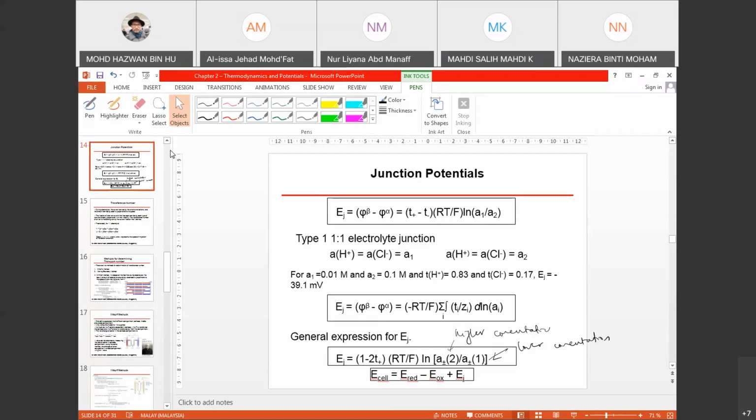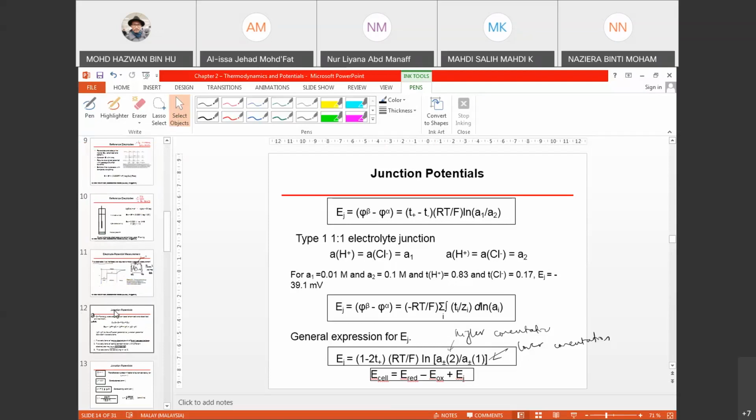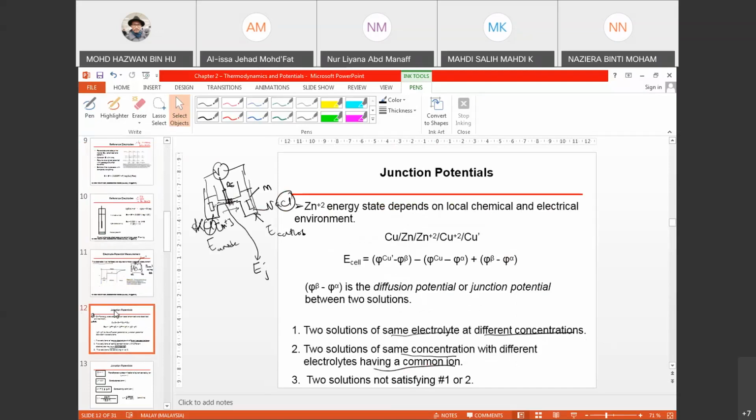Can you go to slide number 12? Okay, this one? Yeah, what's the connection electrodes? Conduction electrode? Yes, you put the third electrode here in the middle of the electrode.